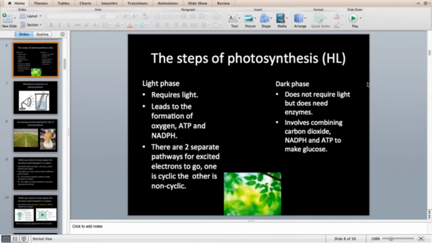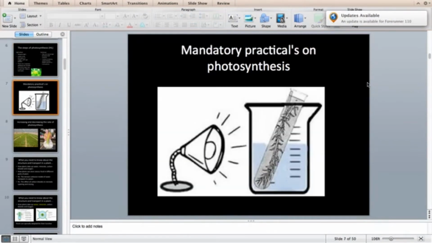And that's why farmers then can use temperature to speed up or slow down the growth of crops. If needs be, usually speed up because they want to increase their yields. It involves carbon dioxide and the 2 products from the light stage, which is NADPH and ATP, to make glucose.